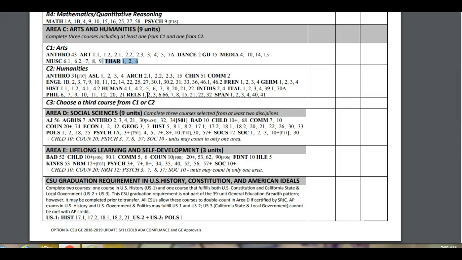Students come in all the time and ask counselors, well, what do you think I should take? Well, our interests are very different from your interests, so it's important that you do that research.